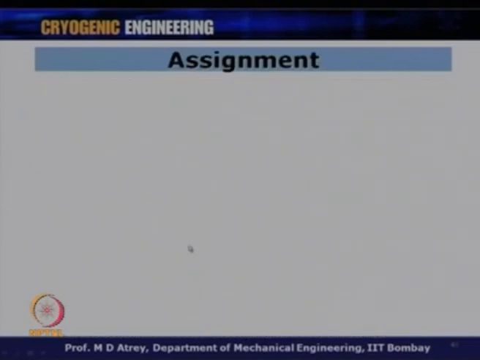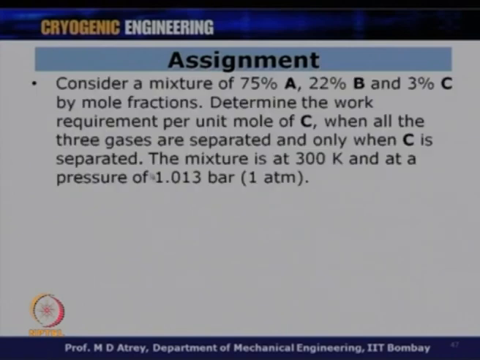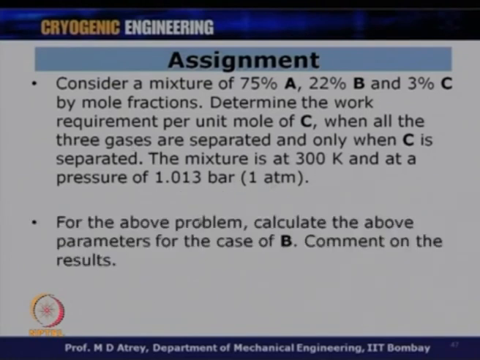All right. With this background, an assignment has been given for a mixture of gas A, gas B and gas C. Percentage has been given, mole fractions. You determine the work requirement per unit mole of C when all the three gases are separated and only when C is separated. So, it is a similar kind of problem to what we have just solved. The mixture is this and the pressure is given. For the above problem, calculate the above parameters for the case of B and comment on the results.